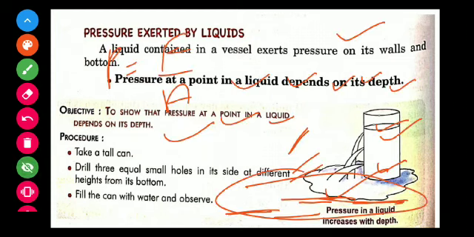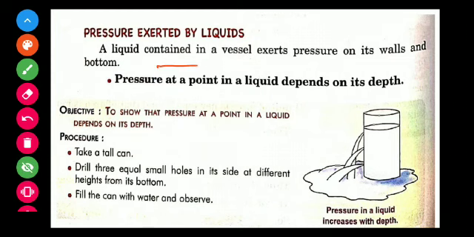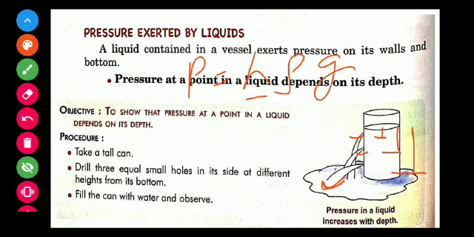Now, the pressure by liquid. A liquid contained in a vessel exerts pressure on its wall. So this liquid exerts pressure on all sides, and this pressure exerted by liquid is normal to the surface, meaning this is the perpendicular force or thrust. But here these points are at different depths. So the greater the depth, the greater the pressure. So this point has greater pressure as compared to this point and this point, because pressure is equal to h rho g. So with increase in depth, there is increase in pressure.